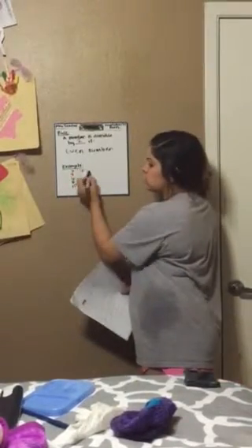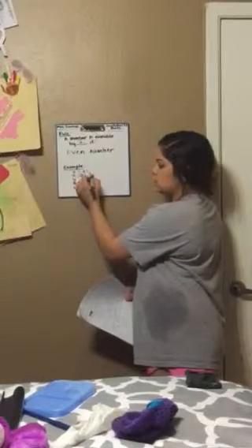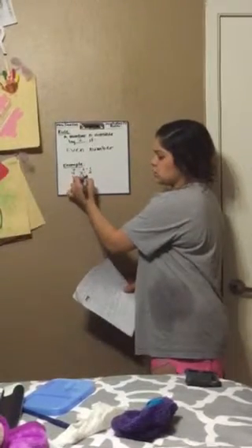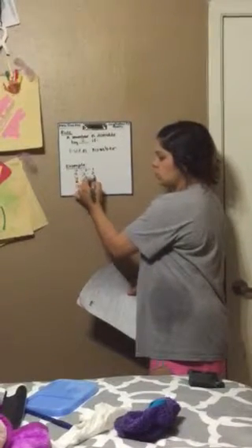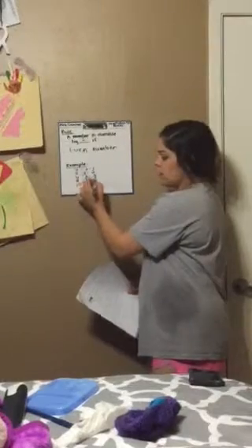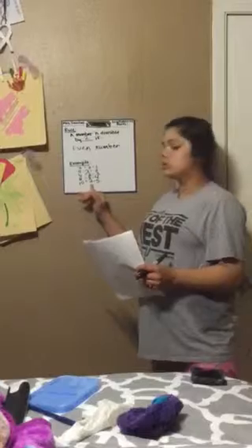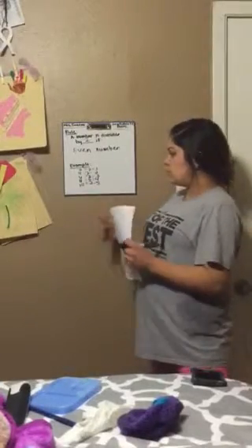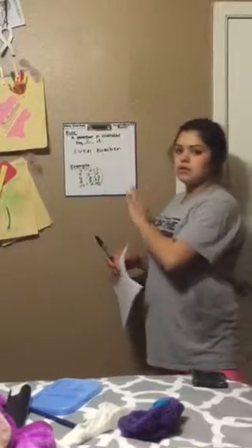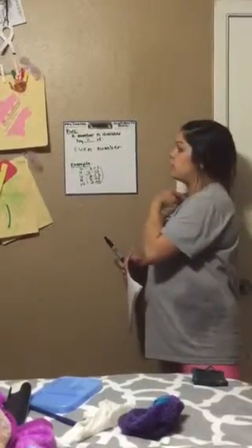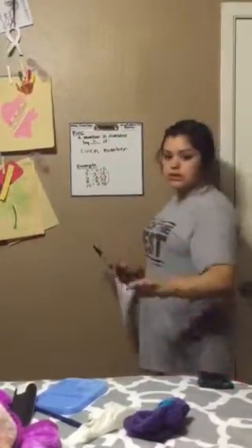So 2 divided by 2 is 1. 4 divided by 2 is 2. 6 divided by 2 is 3. 8 divided by 2 is 4. 10 divided by 2 is 5. So as long as it's an even number, it can be broken up into 2 equal parts, which will give you a whole number for the answer. So this one is a very basic rule to learn. It's the easiest one. A number is divisible by 2 if it is an even number. So that's all you need to know for that one.